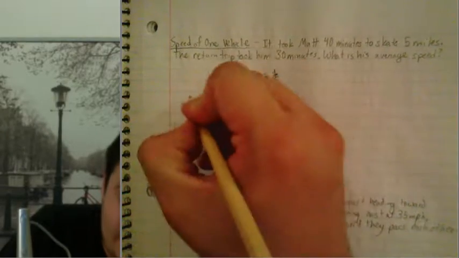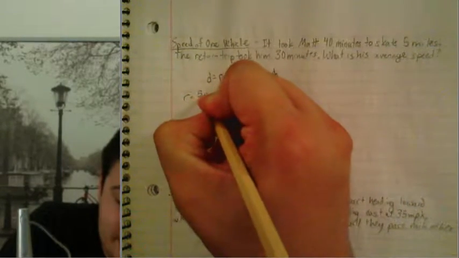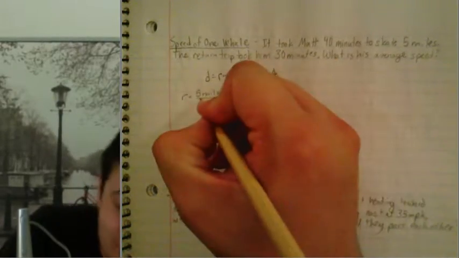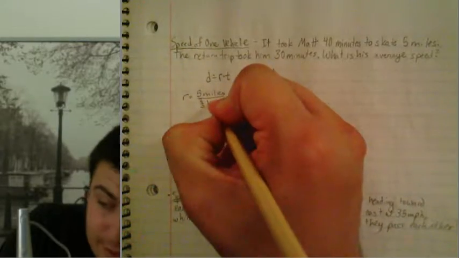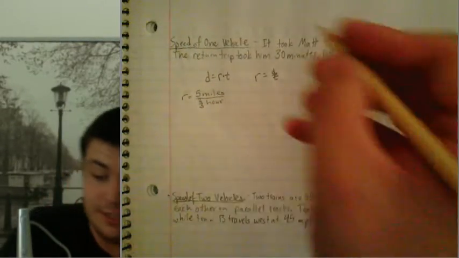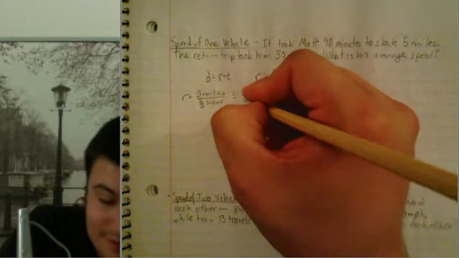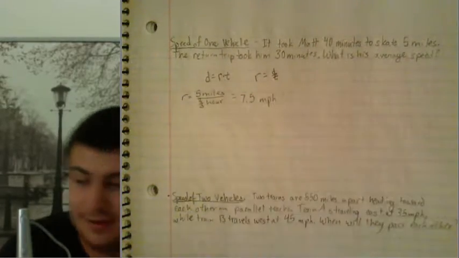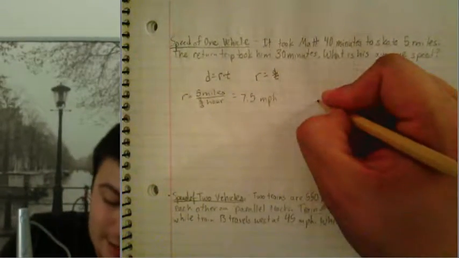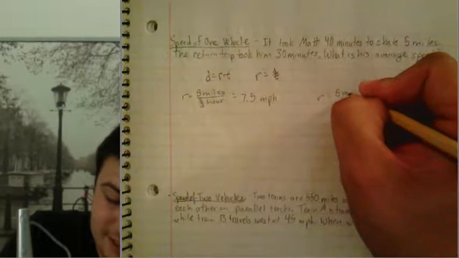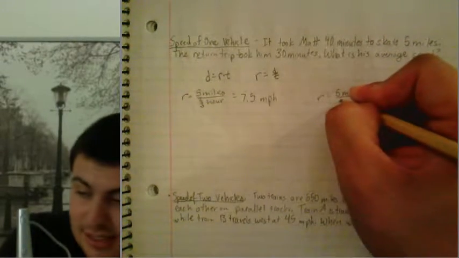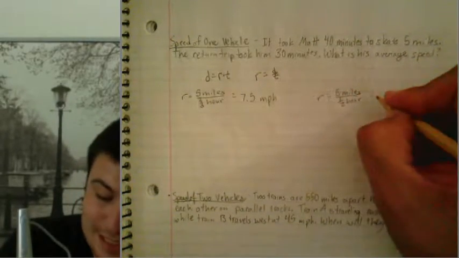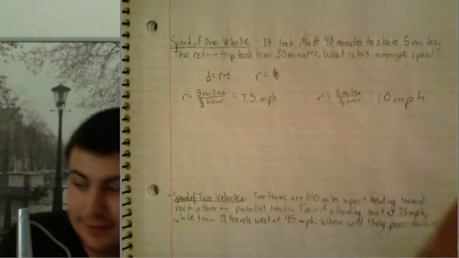First we're going to find the rate of what it takes for him to go out there. His rate going out was 5 miles over 40 minutes. That's 2/3 of an hour. Which, when we do that, means that it was 7.5, we'll use decimals, 7.5 miles per hour on the way out there. Now on his way back, the return, he did that same 5 miles in 30 minutes, which is half an hour, which means that he did that at 10 miles per hour.